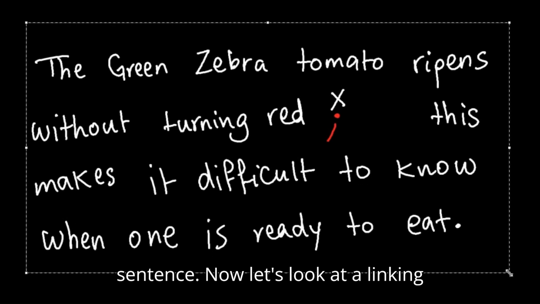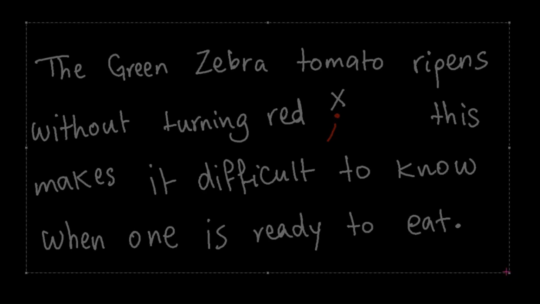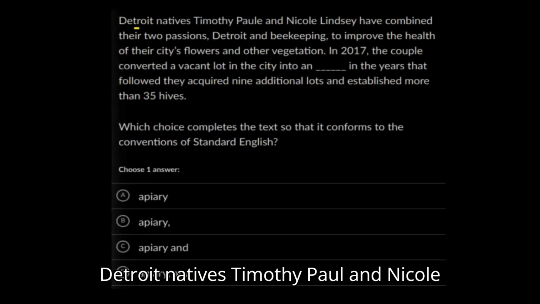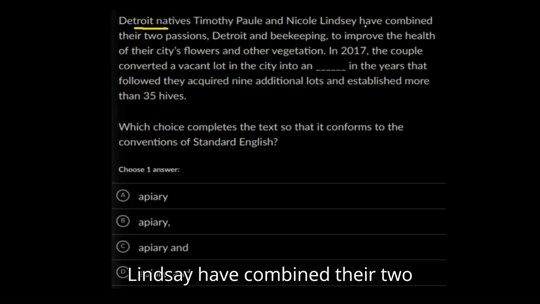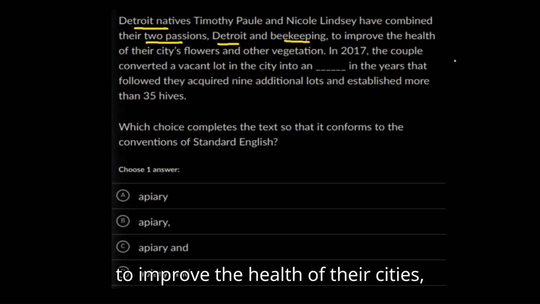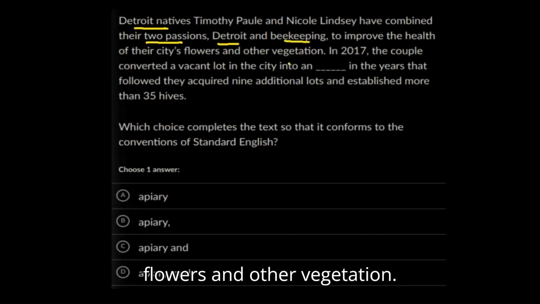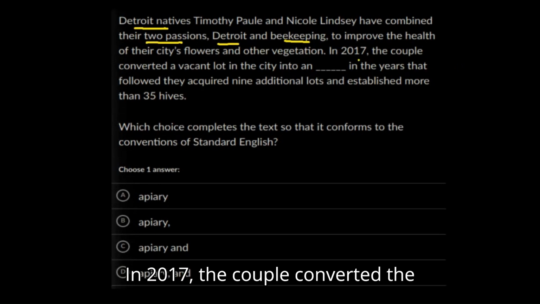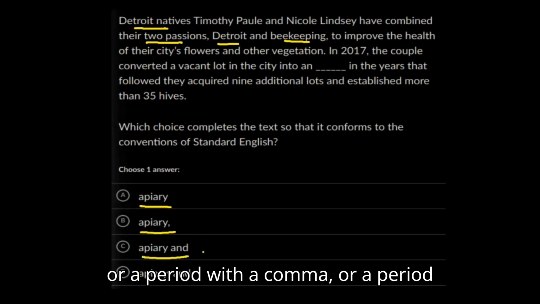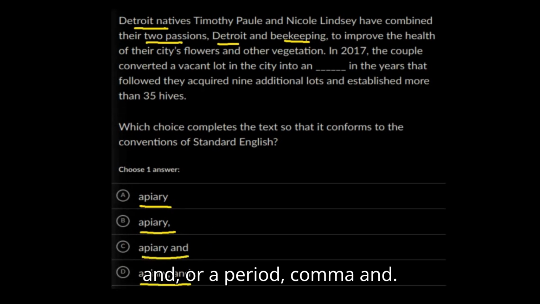Now let's look at a linking clauses question. Detroit natives Timothy Paul and Nicole Lindsay have combined their two passions, Detroit and beekeeping, to improve the health of their city's flowers and other vegetation. In 2017, the couple converted a vacant lot in the city into an apiary with nothing after it, or apiary with a comma, or apiary and, or apiary, comma, and.